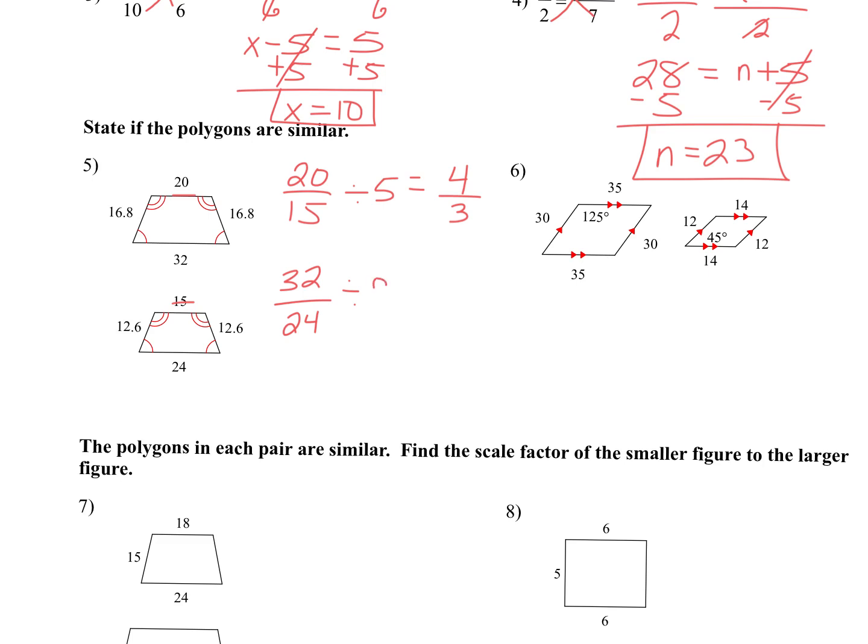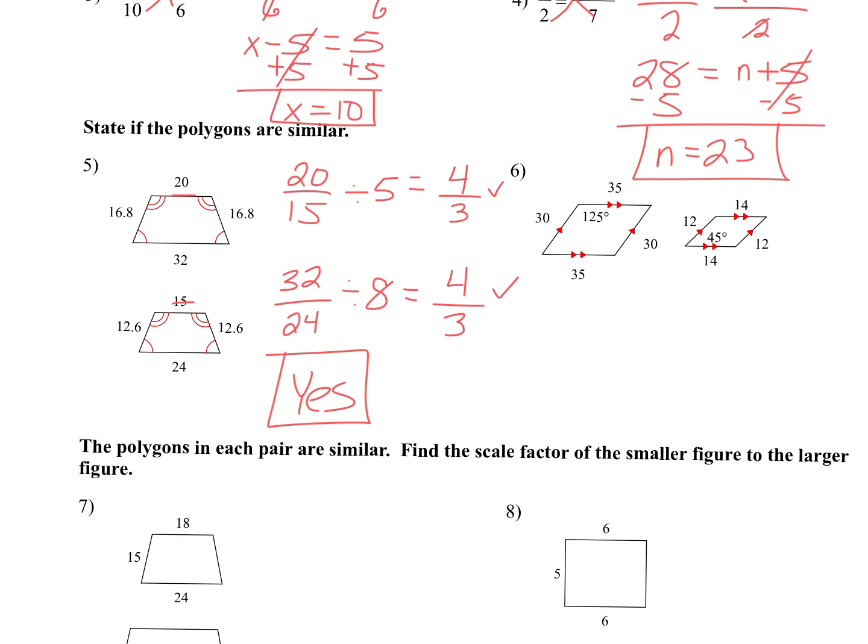4. 8. Yep. You could have done 4, but you would have had to keep going. Yep. 32 divided by 8 is 4. 24 divided by 8, 3. So they are similar. They match, so yes, they are similar. That's how you do it. Okay, so that's a good idea. Yep. So the angles matched and our side ratios match, so therefore it's similar.